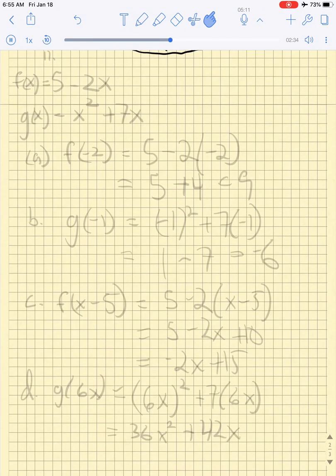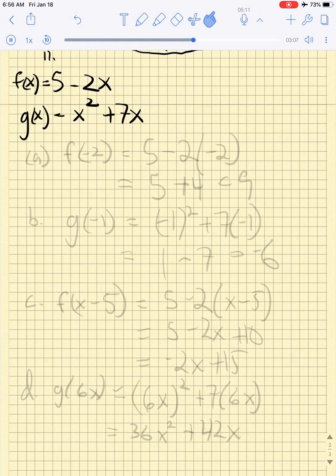Alright, number 11 is very similar. Two different givens. We have 5 minus 2x as our f of x. Alright, this is number 11. G of x is x raised to the second plus 7x.